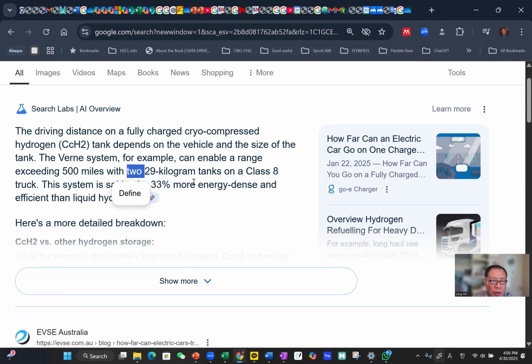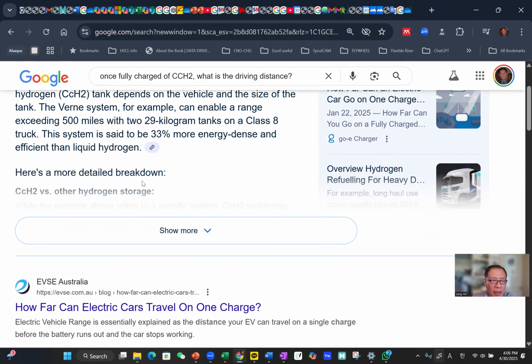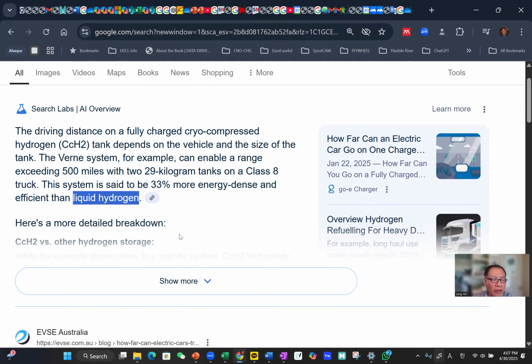So 500 miles on a class 8 truck. Even this is a truck. This system is said to be 33% more energy dense and efficient than liquid. It can contain more hydrogen than liquid using the CCH2. And this is not the theoretical value now. This is the real application.